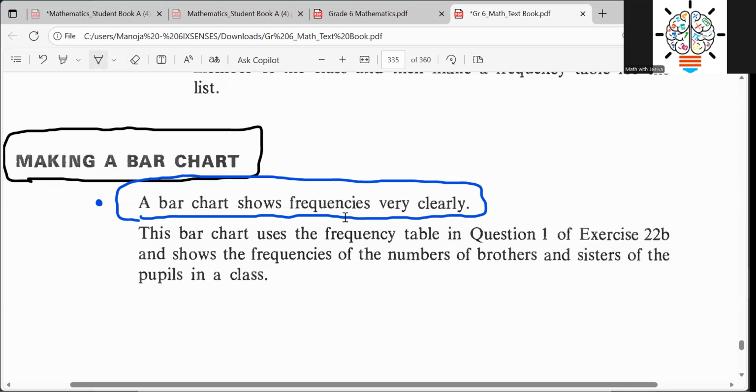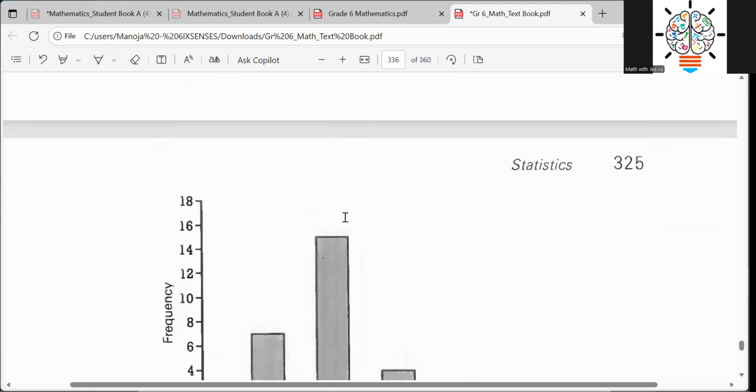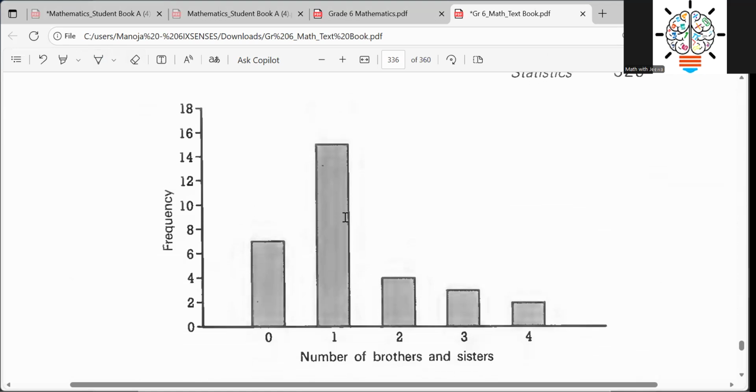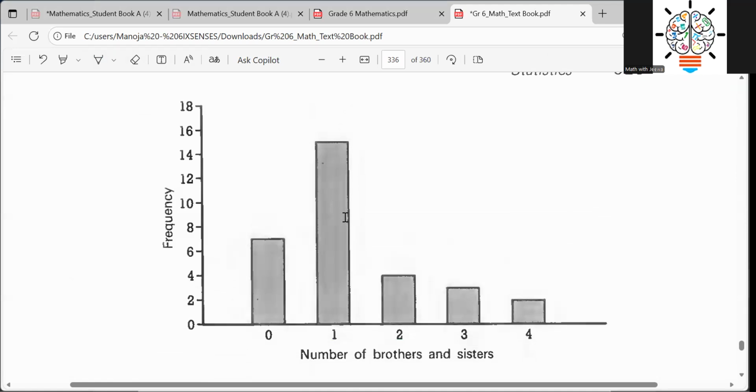This bar chart uses the frequency table. The same question we are going to have. If you can remember, the number of brothers and sisters. The very first example we took for this discussion, the number of brothers and sisters. Zero means they don't have brothers or sisters.